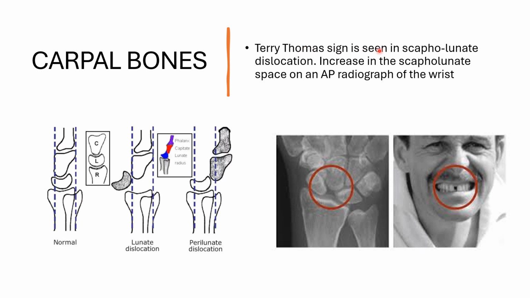Terry Thomas sign is seen in scapholunate dislocation. There is an increased space between the scaphoid and lunate. Terry Thomas was a reporter in the United States and he had gap in between his teeth, and the radiograph looks similar to that.